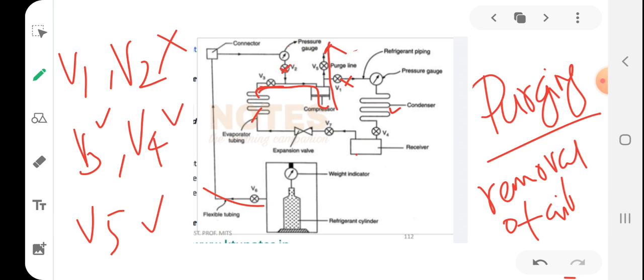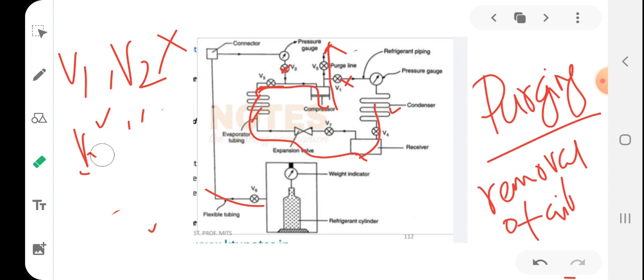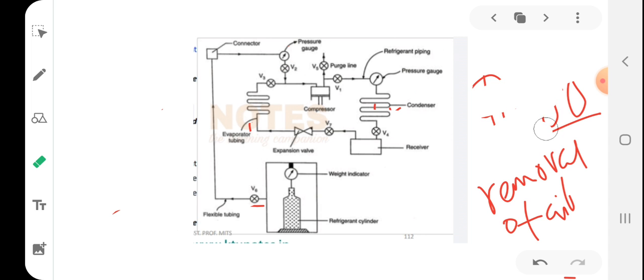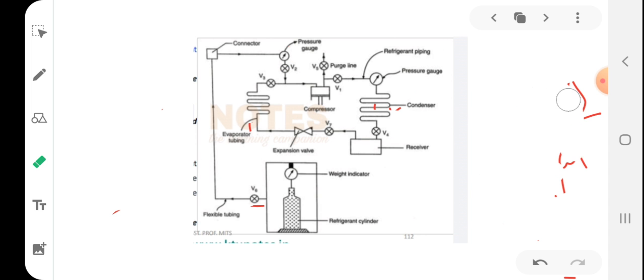If V5 is opened, any air in this system gets purged through that purge line. So that is purging. Now after purging, what should be done? Now we have to close all those purging lines. So close this valve. Now you should close this purging line valve.